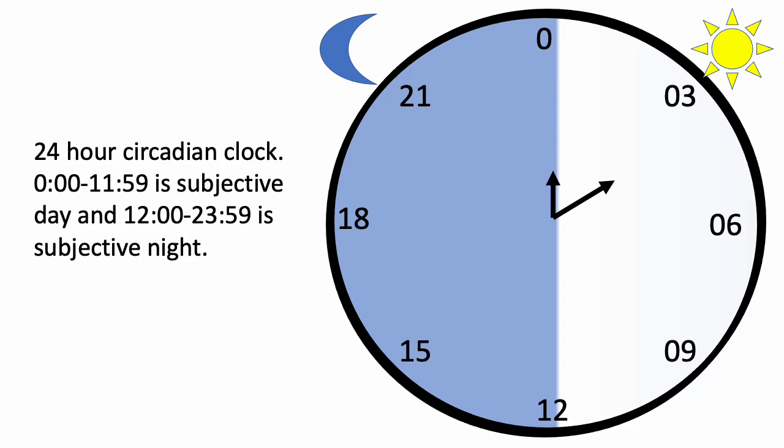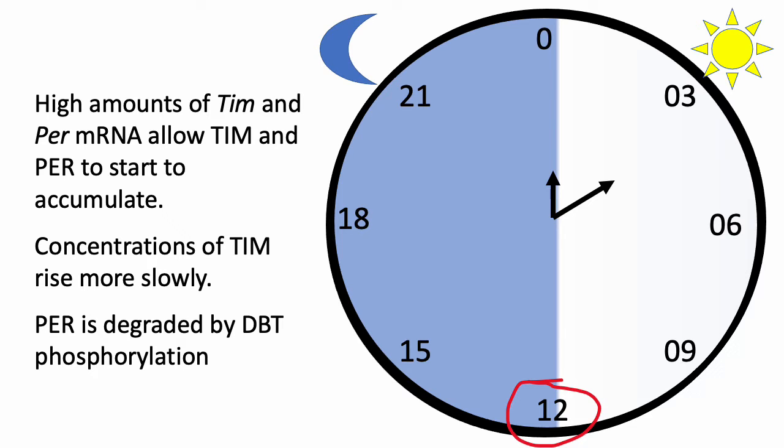So taking a look at our 24-hour clock here, note that the clock goes from 0 to 24 hours. So this encompasses the whole day. And for the purposes of this exercise, hours 0 to 12 are subjective day, and from 12 to 24, which would be 0 of the next day, is our subjective night. And so we're going to arbitrarily start at hour 12.